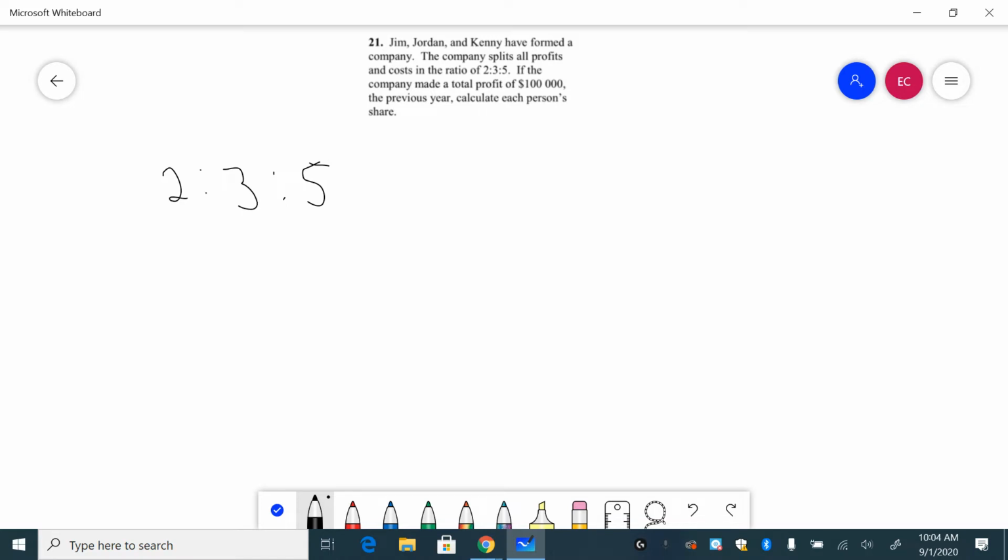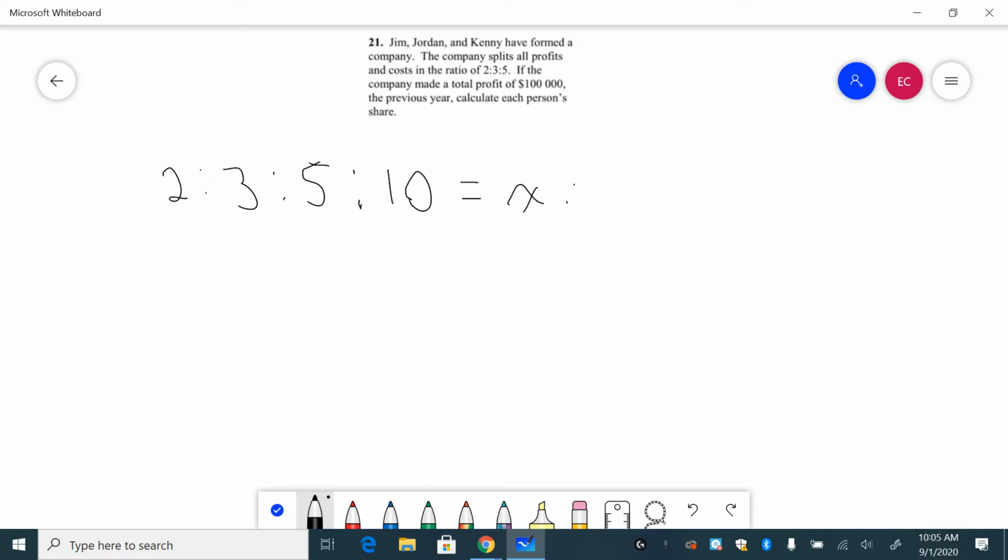So you have a total question. What you've got to do now is add a fourth section, so a third colon, and you're going to add your ratios together. So 2 plus 3 plus 5 is 10. I'm going to write 10. Now I'm going to hit equals. And we don't know how much for Jim, so I'm going to write X for Jim.